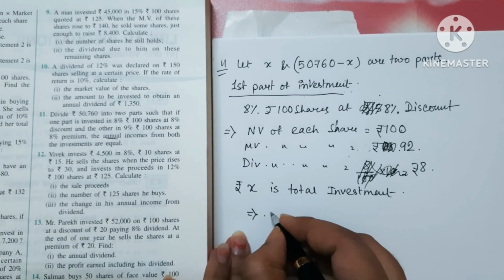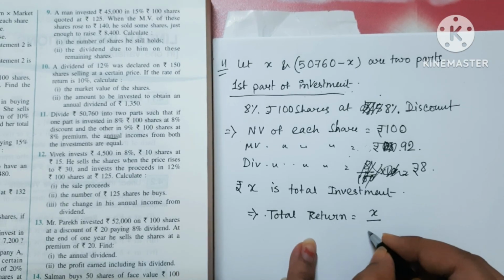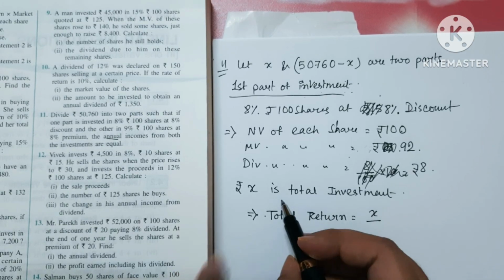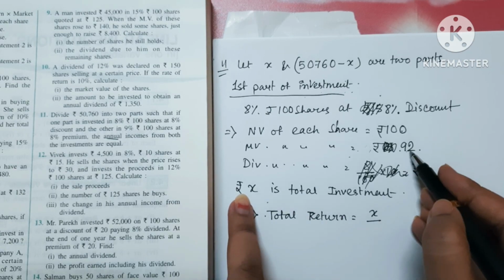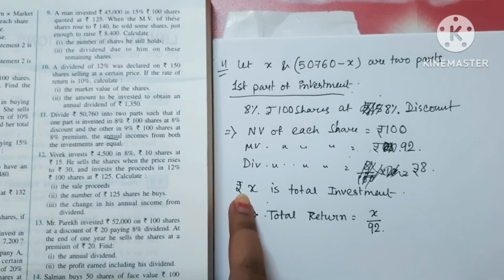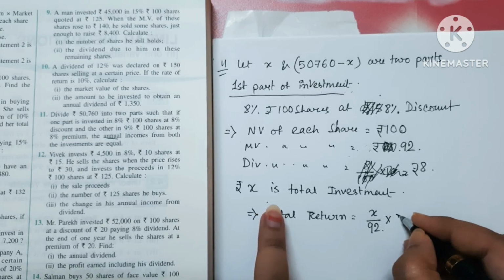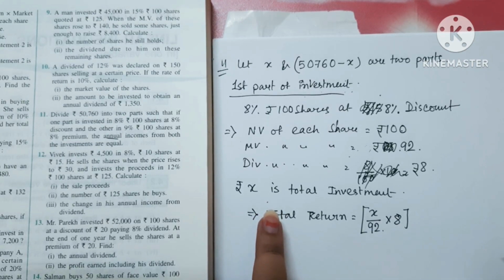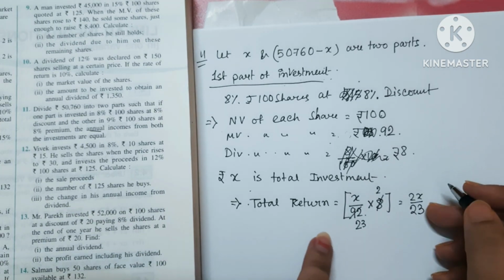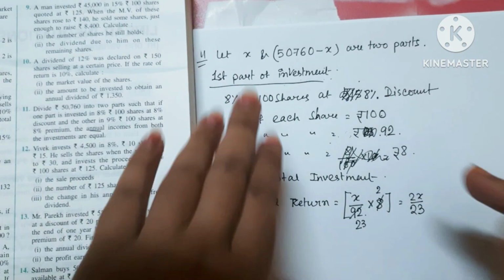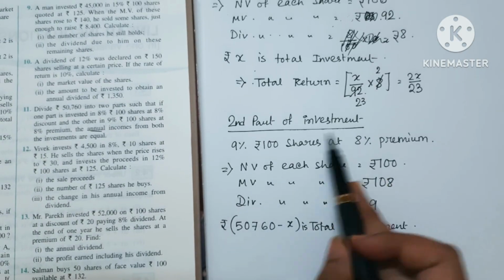So total return is number of shares into dividend. Number of shares is total investment divided by market value, X by 92, and this is the number of shares into that dividend. This is total return, 2x by 23, that is total return in the first investment. Now see the second part of investment.